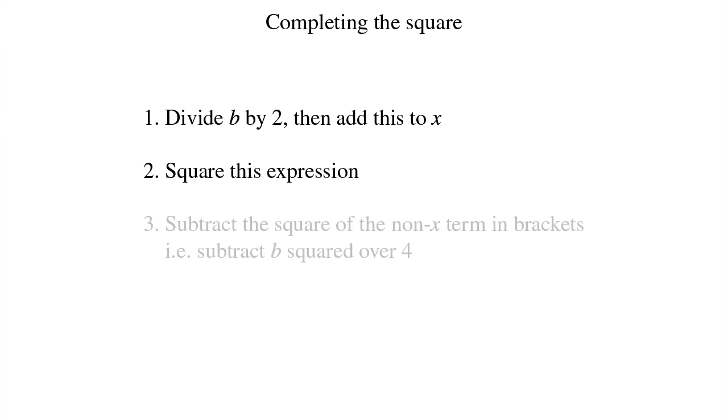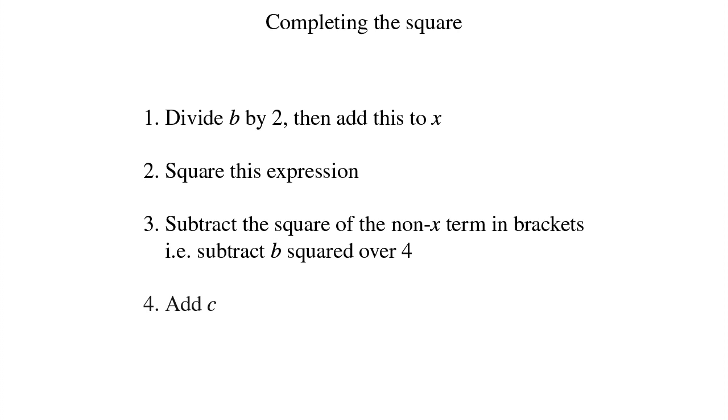In summary, the process is: divide b by 2 and then add this to x, square this expression, subtract the square of the non-x term in brackets, i.e. subtract b squared over 4, and finally add c.